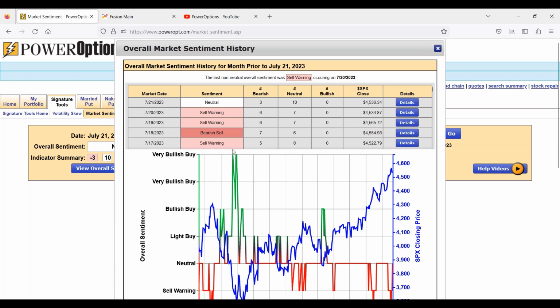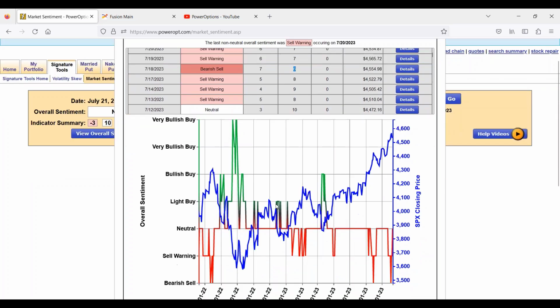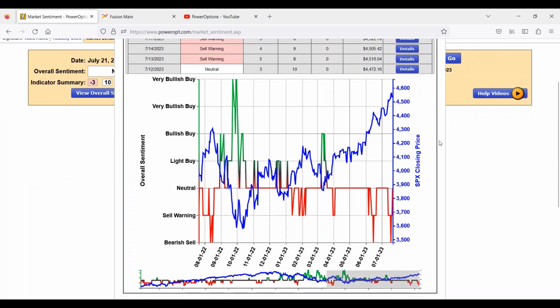Going into the view overall sentiment history, there we can see on the 18th that we hit that very bearish sell warning, where we were at 7 bearish indicators of the 13 that are used, and 6 that were neutral. We haven't seen any bullish indicators in some time. Now, is this saying that a market pullback or a market decline is inevitable? Well, historically, that's what we typically see.